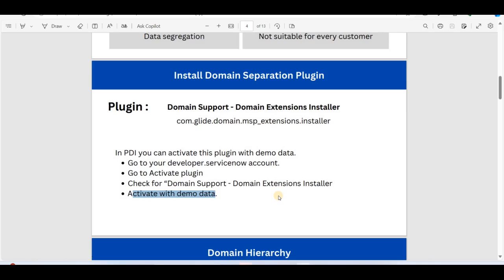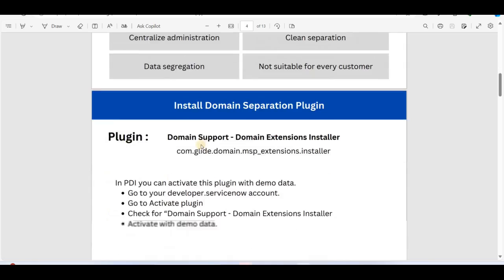So I'm stopping this video here. I hope you understand the basic meaning of domain separation. In the next video we will go in depth, we will install the plugin and we will do some practical. So till now, understand what is domain separation and install the plugin.